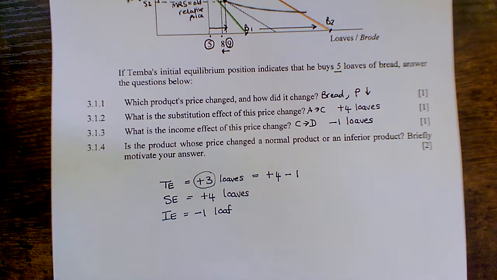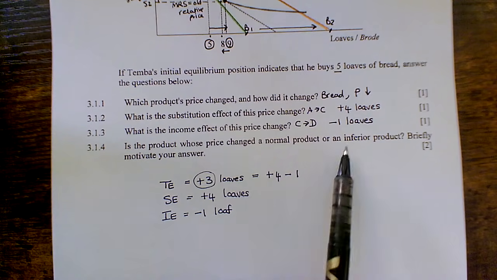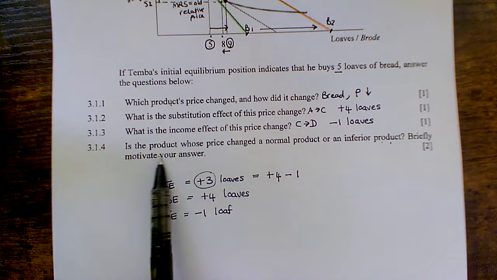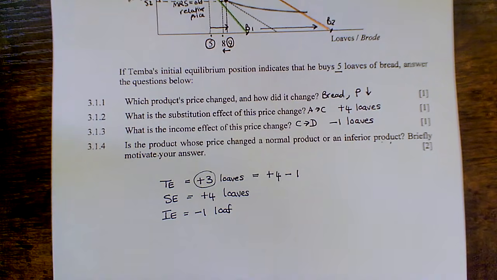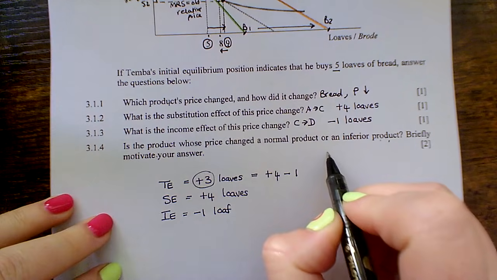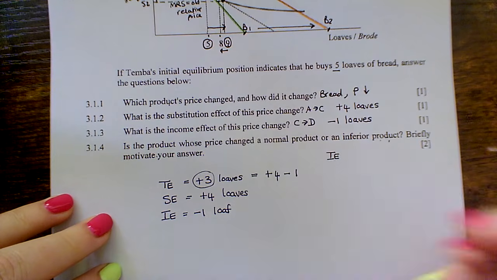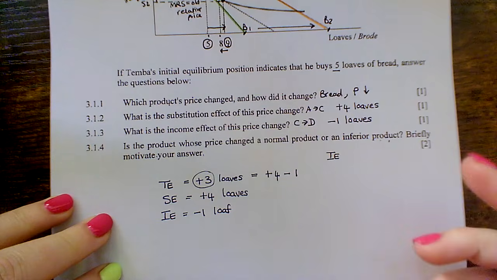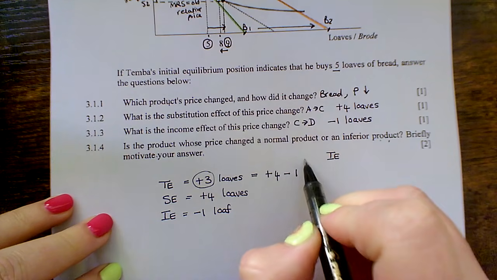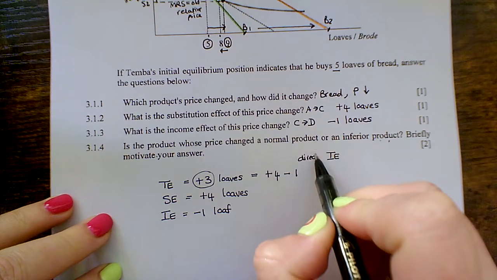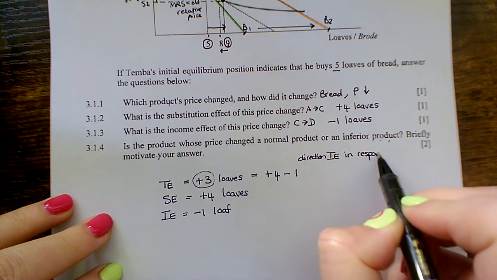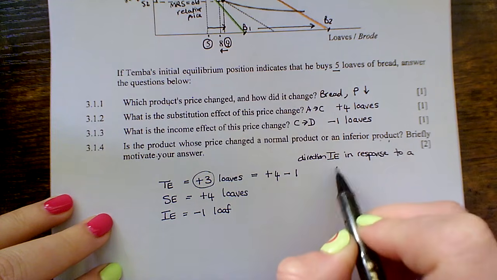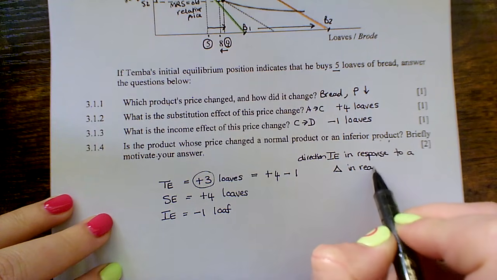Is the product whose price changed a normal product or an inferior product? Briefly motivate your answer. So now we need to think about, how does the income effect look in response to the purchasing power change? So what is the direction of the income effect in response to a change in real purchasing power?